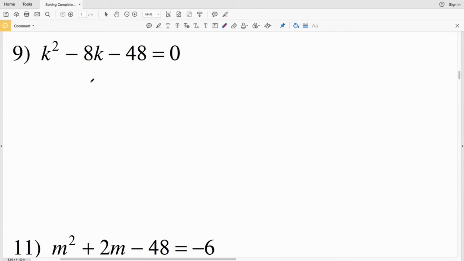In this video, we're continuing on with the solving quadratic equations by completing the square worksheet on the KutaSoftware website under the Infinite Algebra 1 section, picking up where we left off with number 9.